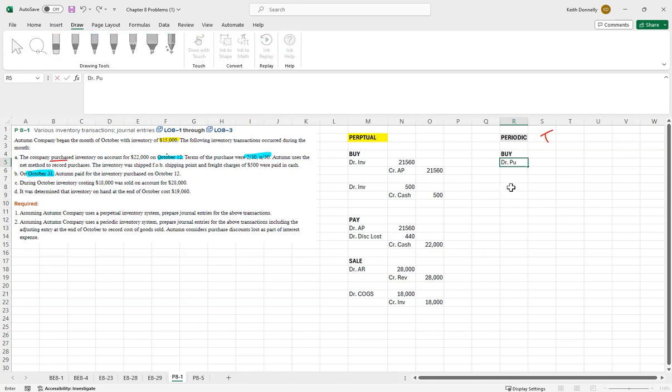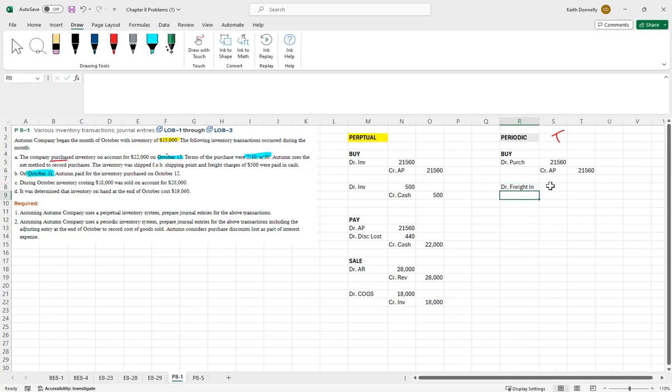So here when you buy it, you're going to do debit purchases, credit accounts payable for the 21,560. Still the same amount. We still think we're getting the discount on this. Likewise, we're not going to hit inventory here. We're going to set up a freight in account, another temporary account, and we're going to do credit cash for the 500. So we're going to have these temporary accounts we tee up. We're not hitting inventory.